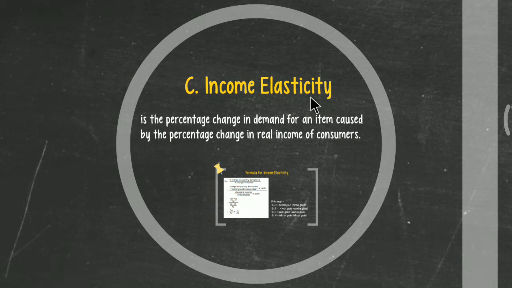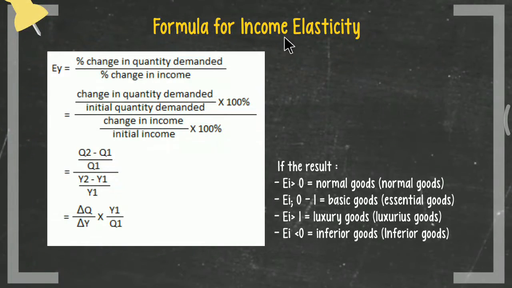Now we can see income elasticity. Income elasticity is the percentage change in demand for an item caused by the percentage change in the real income of consumers. We can see the formula for income elasticity, where elasticity of income is the percentage change in quantity demanded per percentage change in income. Or symbolically, delta Q per delta Y multiplied by Y per Q. Here Y means income, or symbolically we can write I.